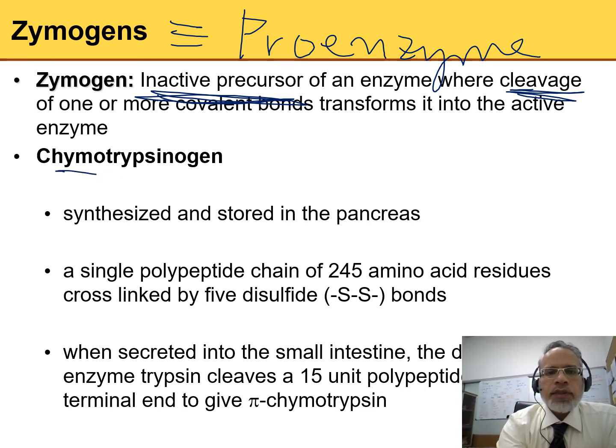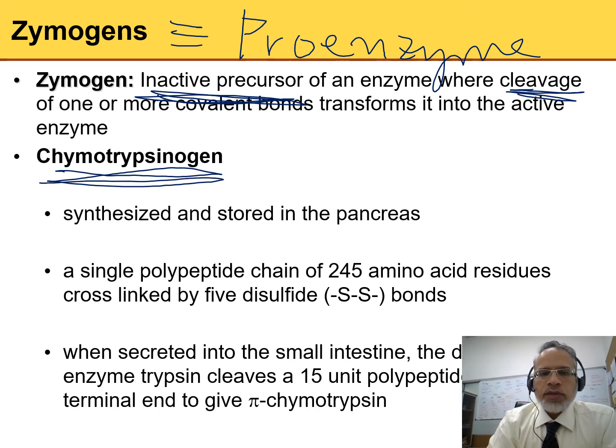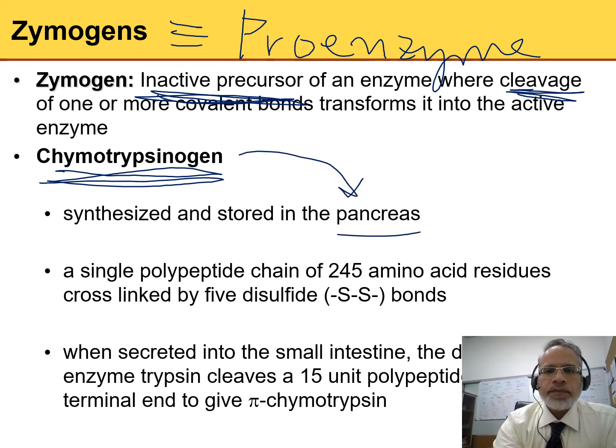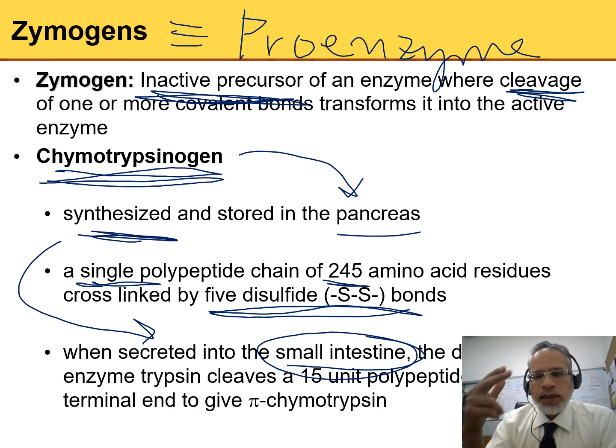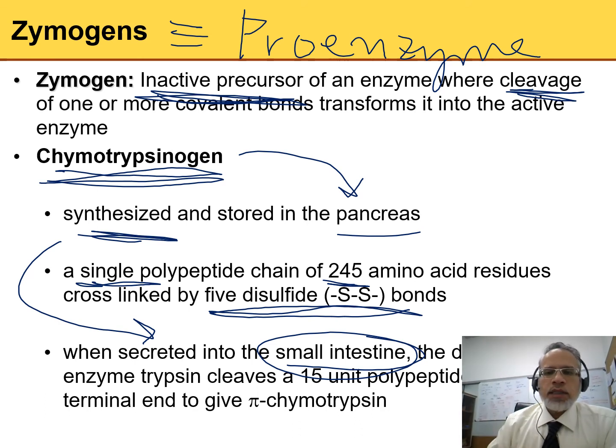Chymotrypsinogen is another example, and we'll study it quite a bit to see how it works and how it can be regulated by proteolysis. This enzyme is synthesized in the pancreas, and it is a single polypeptide chain of 245 amino acids with 5 disulfide bonds. But as synthesized, it is inactive. It's secreted into the small intestine, where proteolytic digestion chops it and makes it into an active form.